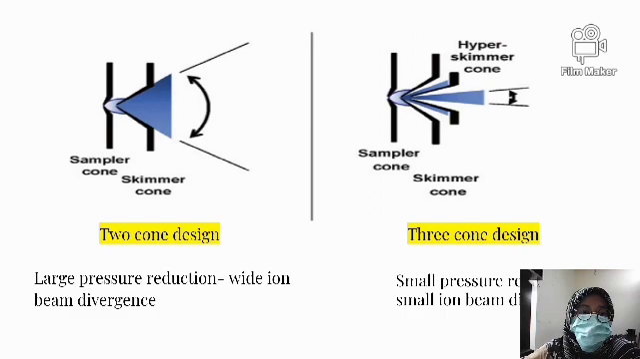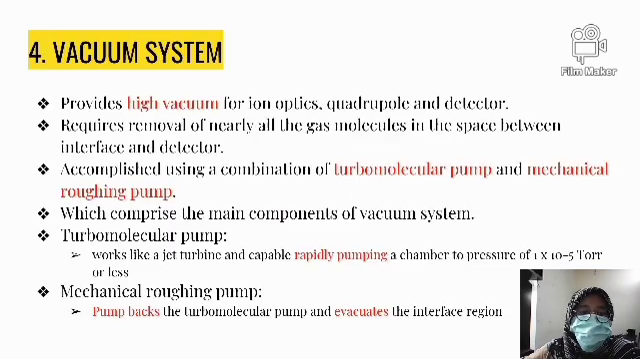So we can see here this two-cone design and this three-cone design. It has wide ion beam divergence, which means a large pressure reduction, while here we can see it has small ion beam divergence, which is smaller than the two-cone design, so it has a small pressure reduction.